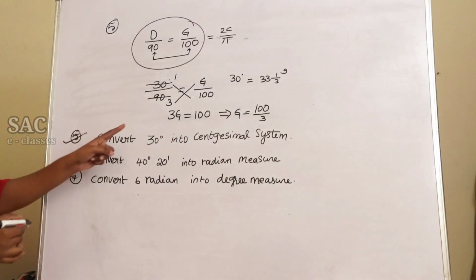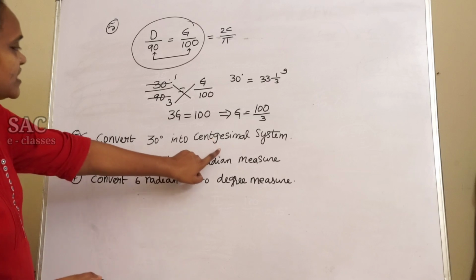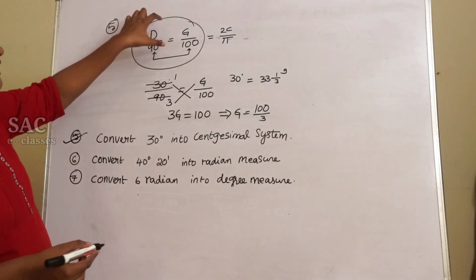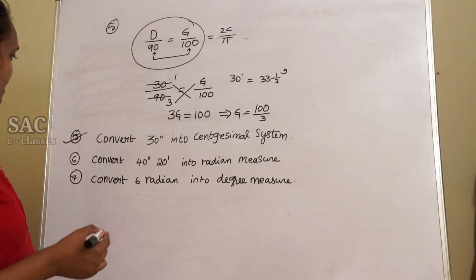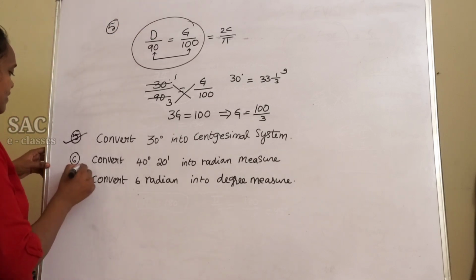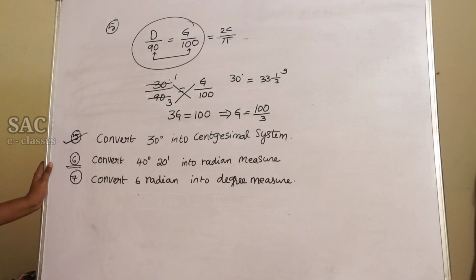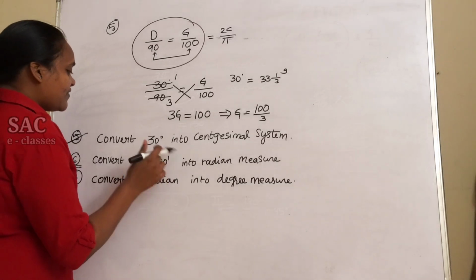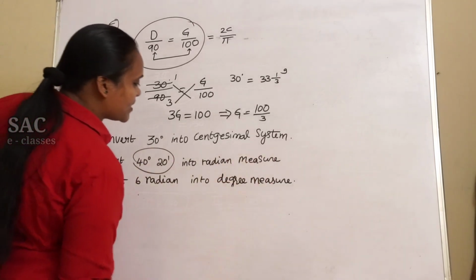Maybe the same thing if you want to reverse, from the centesimal system to the degree method, with the help of our identity you can find it very easily. Now coming to the sixth one, this is somehow important to you, that is, sometimes they are asking you to convert the given degree measure to the radian measure in this way.